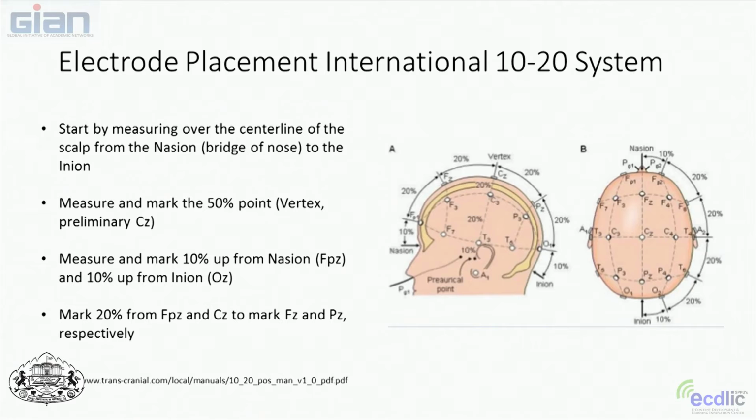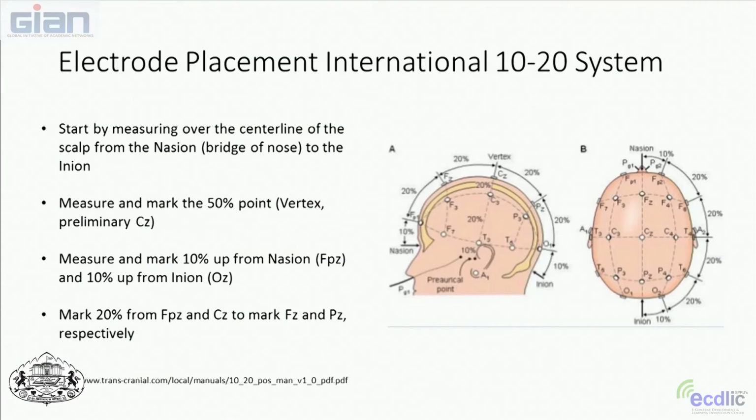So to start placing the electrodes, you would measure from the center line of the scalp, from the nasion, which is the bridge of the nose, to the inion. The inion, if you all feel the back of your head, you can kind of feel where the scalp ends and drops into soft tissue, sort of right here at the nape of the back of the head. That is called your inion. So you measure first from the nasion to the inion, and then you take 50% of that distance, and that is the first electrode that you mark. That is Cz, as you can see right there in the middle.